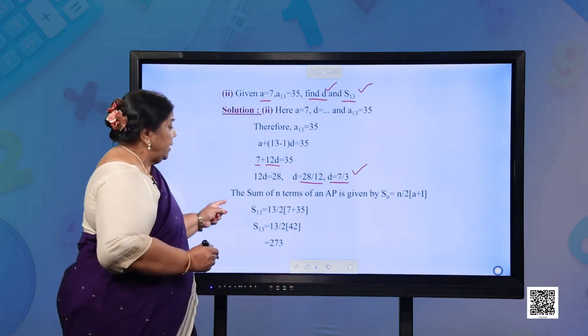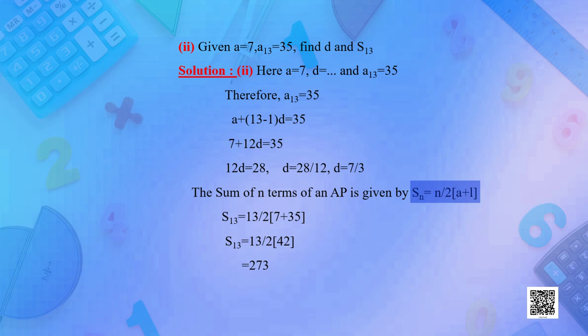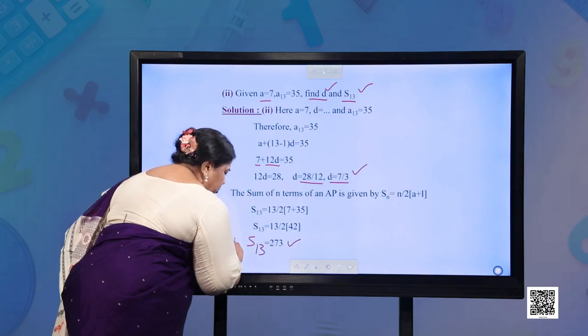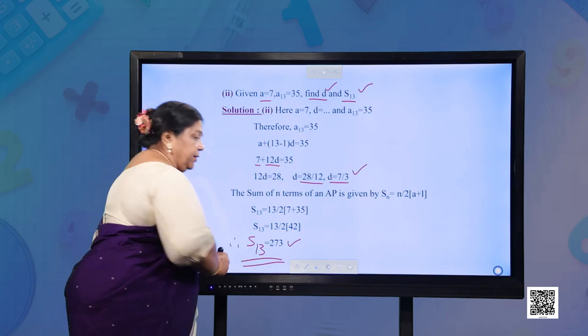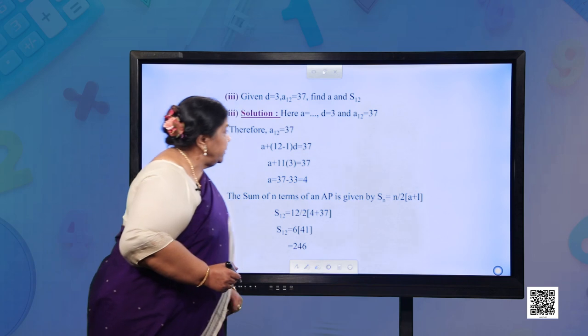Okay. Now, the sum of N terms of the AP is given by Sn is equal to N upon 2 into A plus L. So, S13 is equal to 13 upon 2 into 7 plus 35. That is equal to 42. So, 13 upon 2 into 42 is obviously 13 into 21. That is equal to 273. So, S13 is 273. I hope it is clear. Okay, let us do the next part.